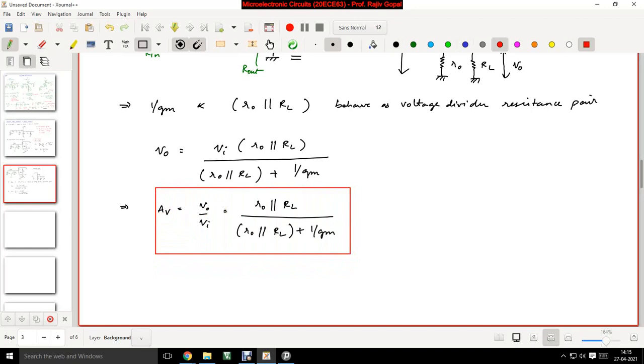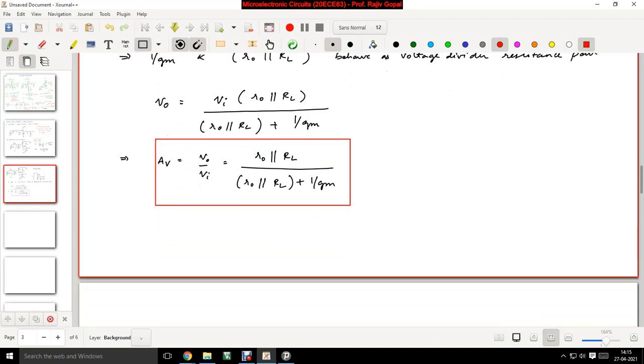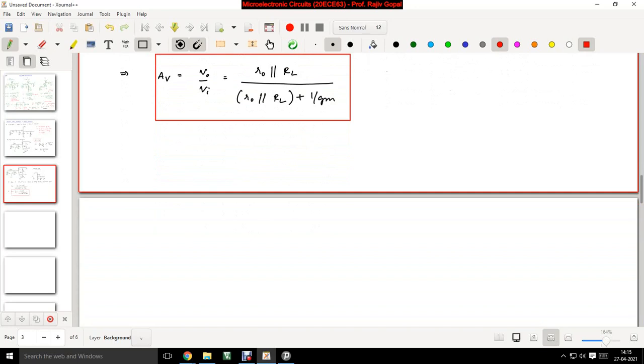Now there are two things we need to observe from this. One is, let me write the equation again.